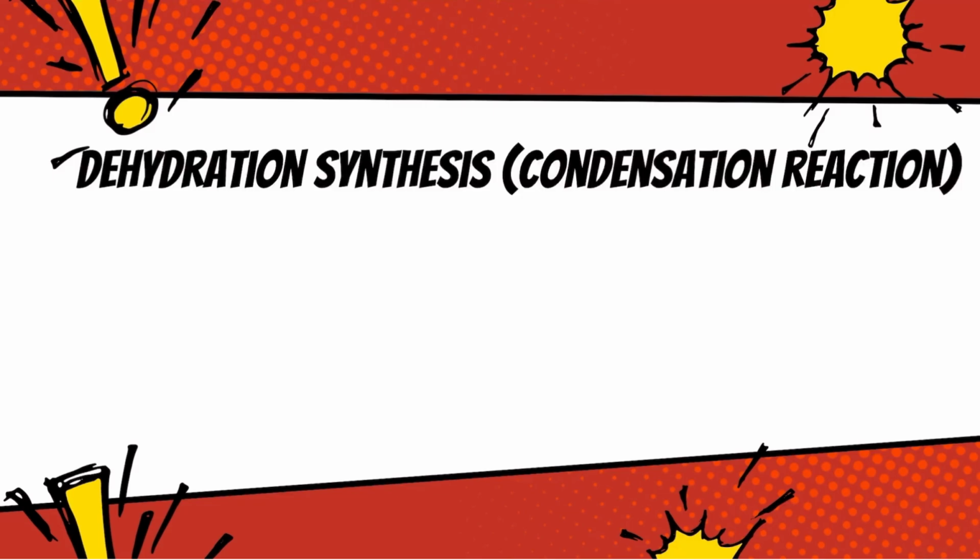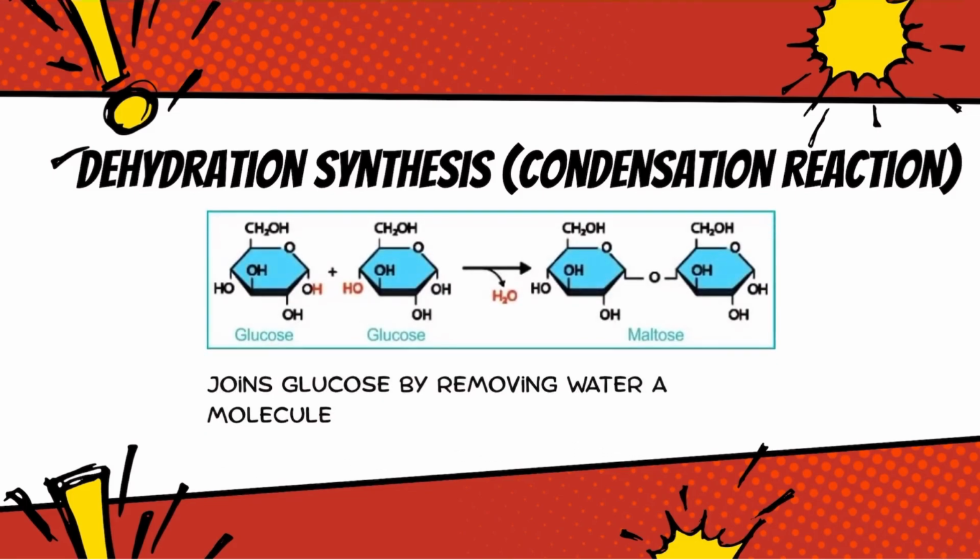This is where we have the dehydration synthesis or the condensation reaction. This just means that glucose are joined by removing a water molecule. So, as you can see, 2 hydrogen and 1 oxygen is joined and it creates water. And it is a waste product of this bonding. The water is then condensed, hence condensation reaction. And so we get to form this bonding.